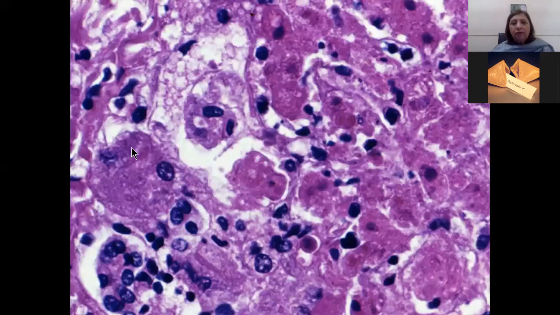This is the photomicrograph of acute hepatitis. You can see the liver cells, they are all degenerated.